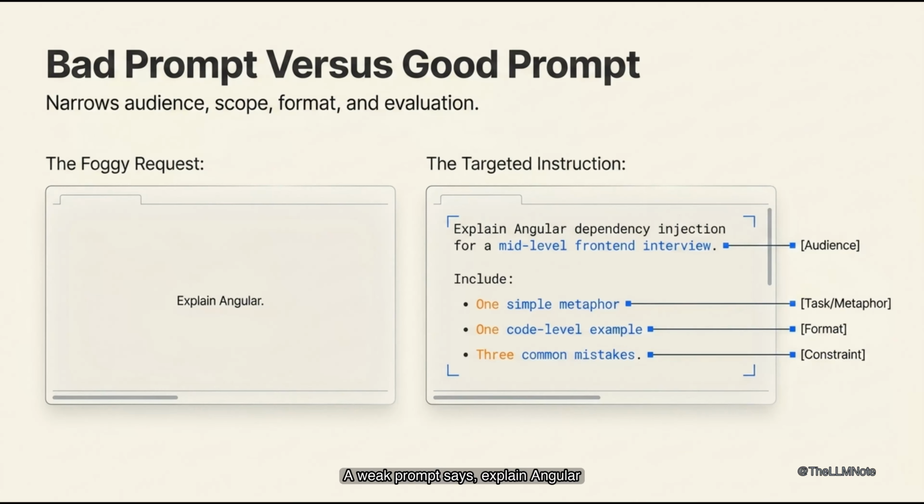A weak prompt says, explain Angular. A stronger prompt says, explain Angular dependency injection for a mid-level front-end interview, using one simple metaphor, one code-level example, and 3 common mistakes. The second version narrows audience, scope, format, and evaluation. The model now has a target instead of a foggy request.